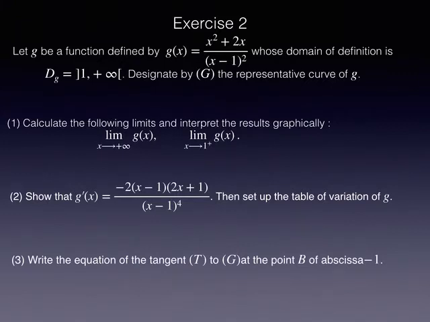Third question is to write the equation of the tangent at the point B of abscissa minus 1. And the last question, which is a new question, is to draw the curve g. I will talk about it later, but this question we'll do in the next video.